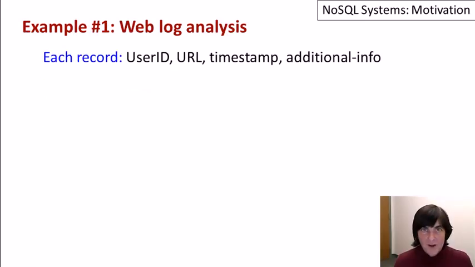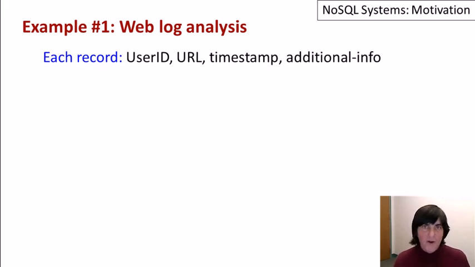So the remainder of the video is just going to go through a set of examples to motivate the cases where we might want to use a NoSQL system and the reasons that it might be difficult to use a traditional system. They're all sort of simplified, made-up examples, but I do think they give the overall idea. So the first example is an application where we have a large number of logs of web activity, and we want to analyze those logs in various ways.